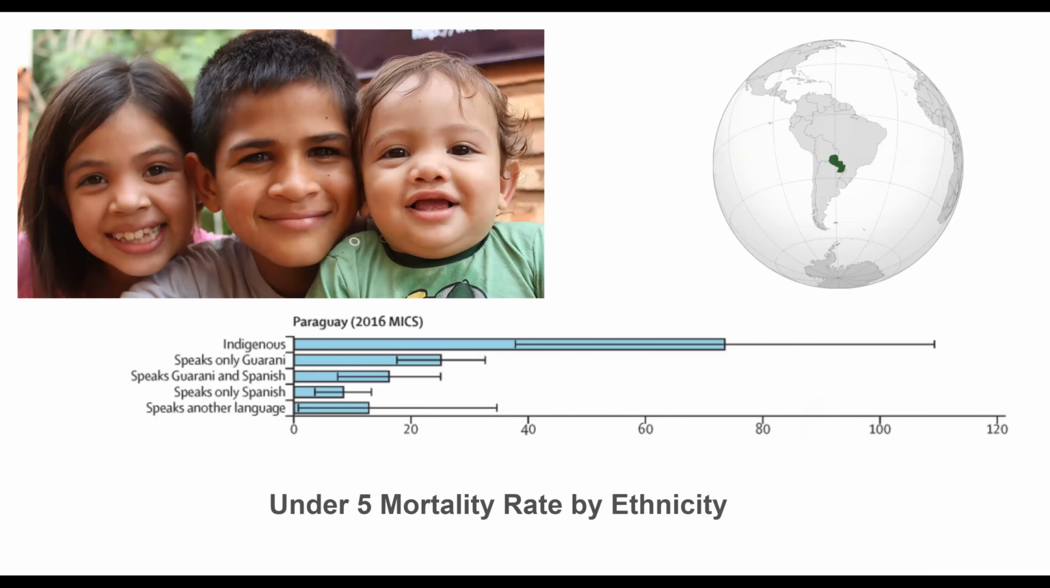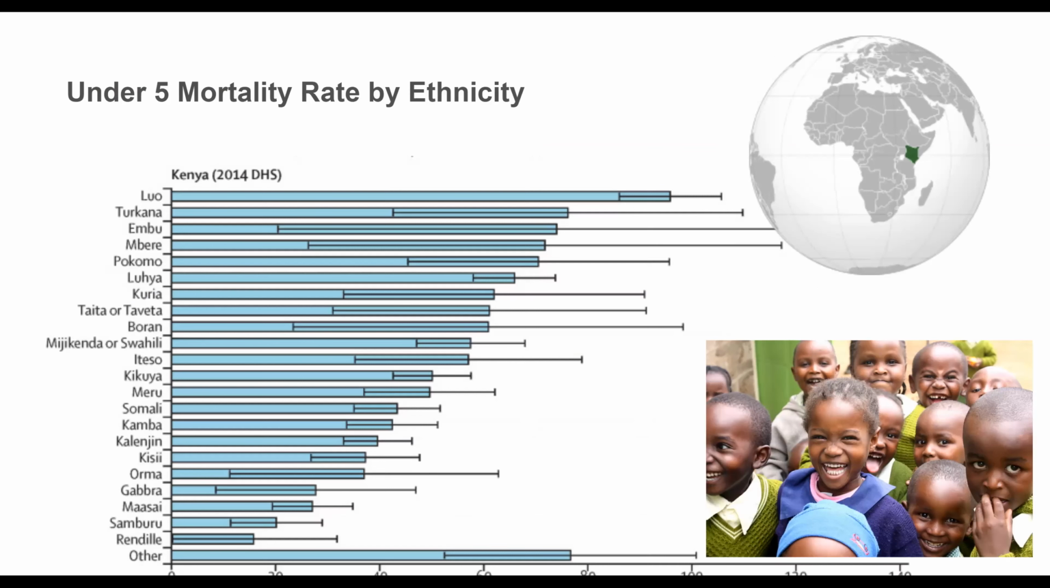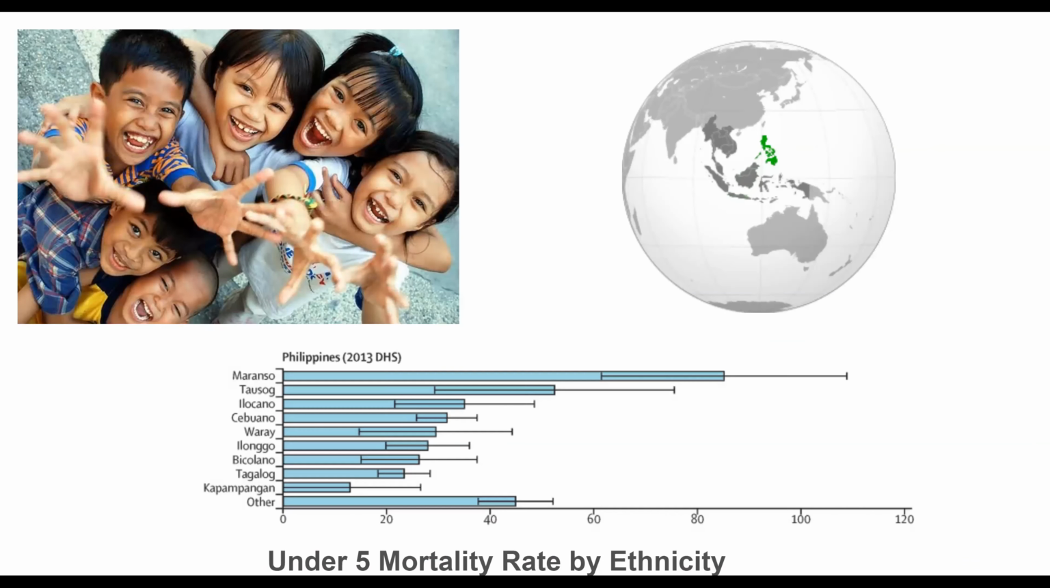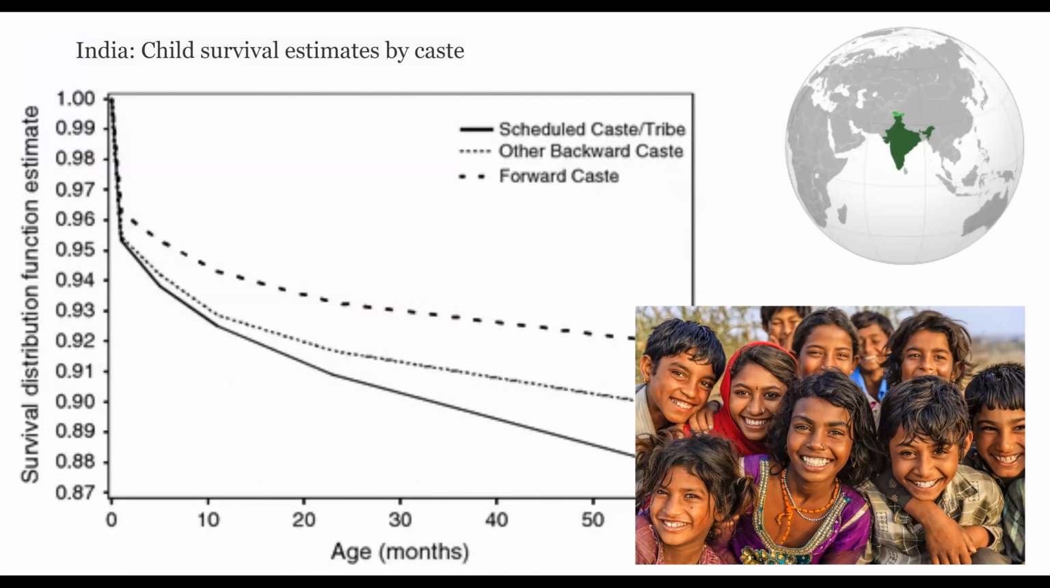You see the same effect, and this is looking at under 5 mortality rates in different ethnic populations, and we'll go through a couple of different countries, but this is Paraguay. In Kenya, there's lots of different ethnic groups and lots of inequities in the under 5 mortality rate. In the Philippines, same thing. And then when you're looking at caste system and child survival estimates, you also see inequities.